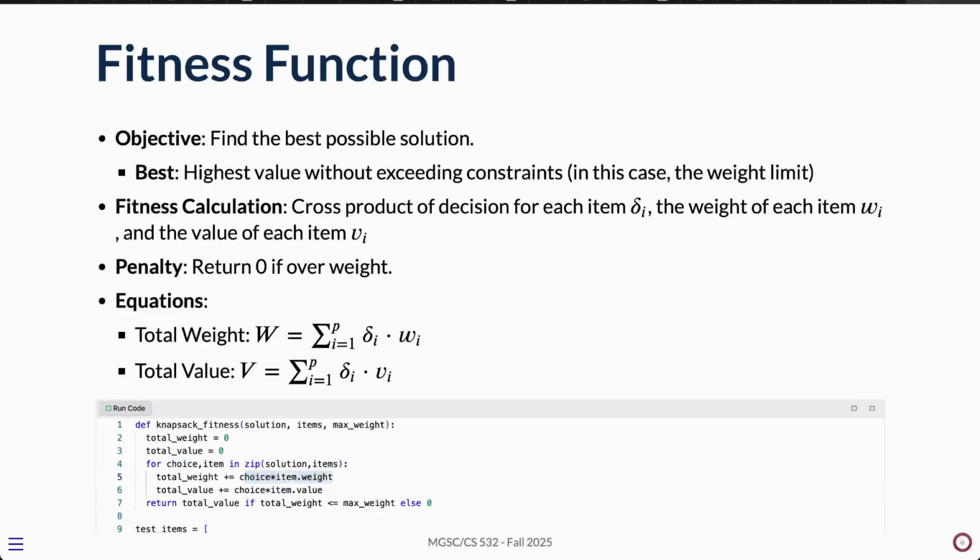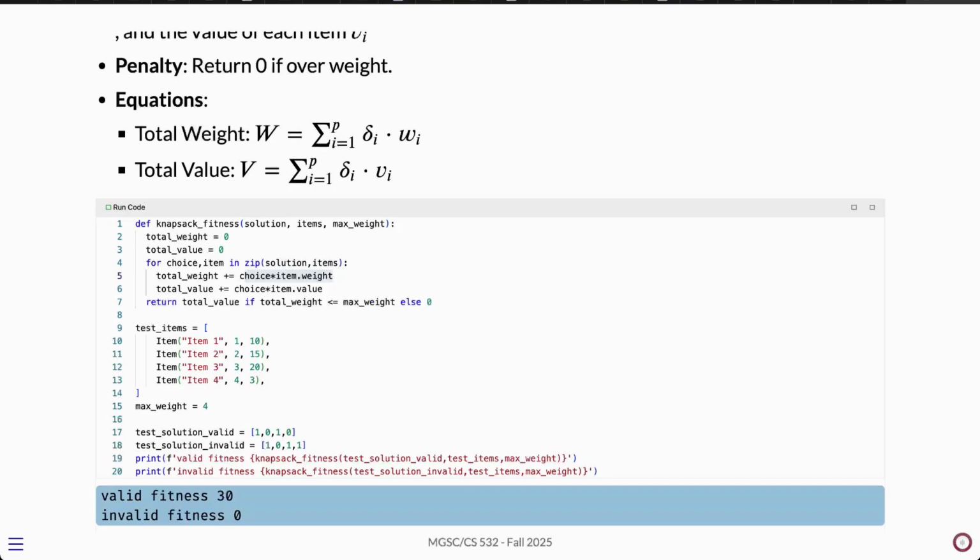So I'm going to run this little block of code. In this case, we have a valid fitness value of 30. If we had an invalid solution, say we had a total weight of 1,000, then it would receive a fitness score of 0 because it's invalid despite having higher theoretical value, because again, it's not feasible.